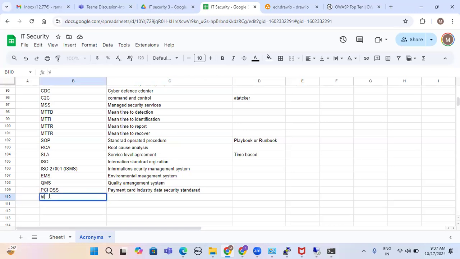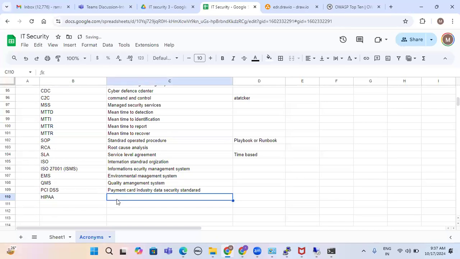Next one is HIPAA. This is mainly applicable to the healthcare industry, that may be hospitals, health insurance companies, or health-based product development companies. Those companies have to follow HIPAA compliances.